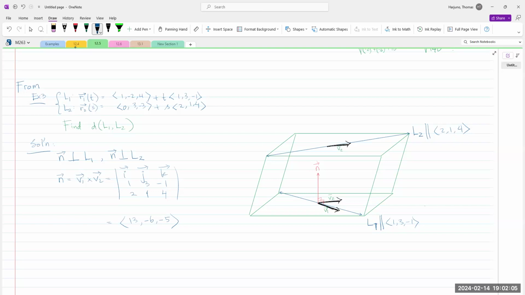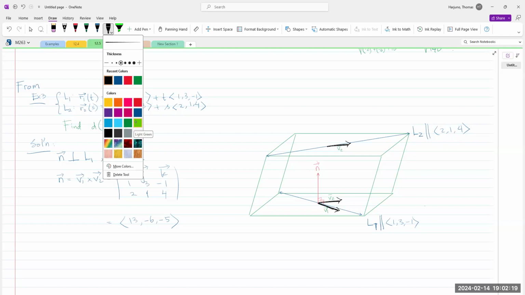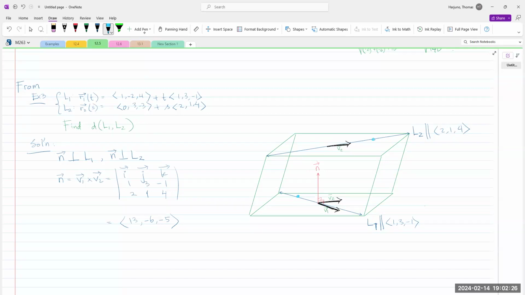Next, what I will do is I will find a vector between those two lines. So basically what I want you to do is choose a point. What color do I want to use? This one here. Choose a point on line 1 and a point on line 2, and create a vector from there. We will choose P1 in line 1 and P2 in line 2.